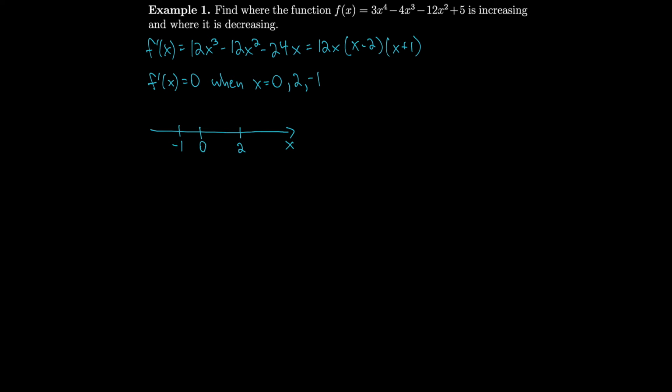I know that if I plug in a number to the left of minus 1, let's say minus 2, then this would be negative, this would be negative, minus 2 is negative, and this would be negative. A negative times a negative is a positive, times a negative is negative, so all of the numbers to the left of minus 1 would have to be negative.